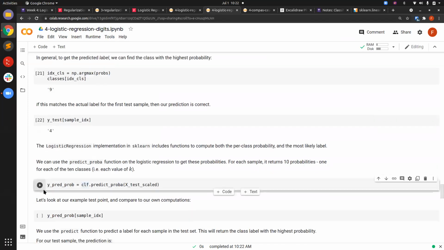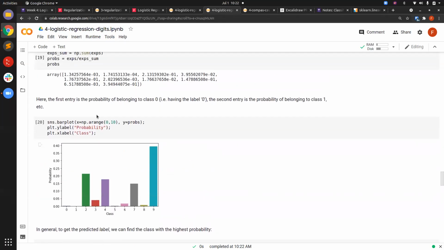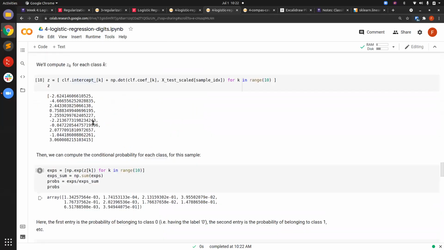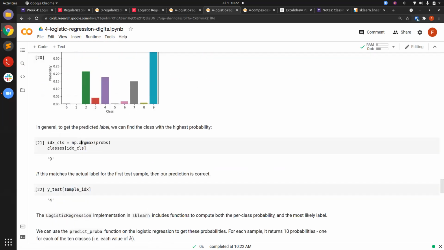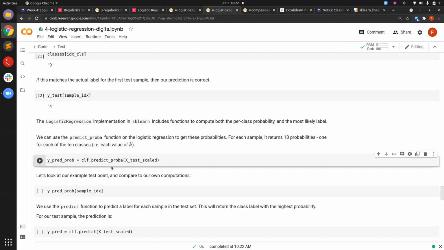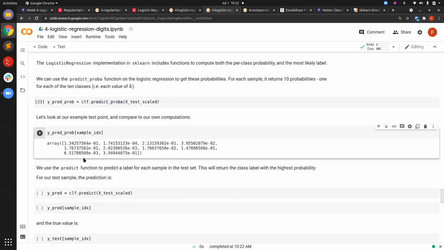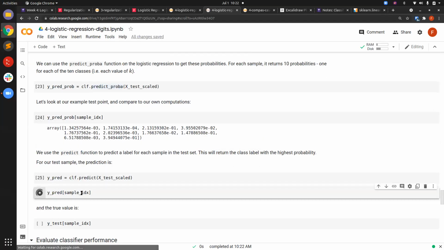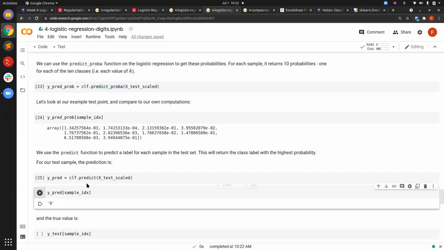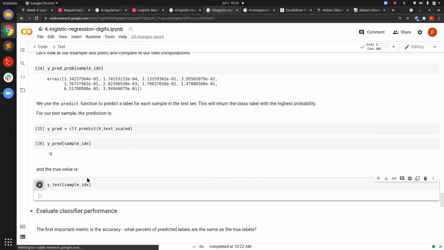Now, I just did this manually so you could see how that Z value is computed, and how that G sub K is computed. But you can use the predict_proba function to do exactly the same thing. It will compute the same values. And then you can also use predict to get the predicted class label.